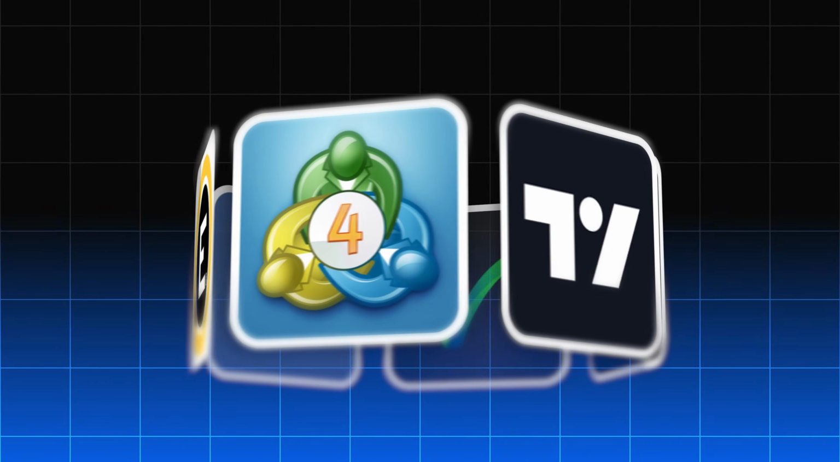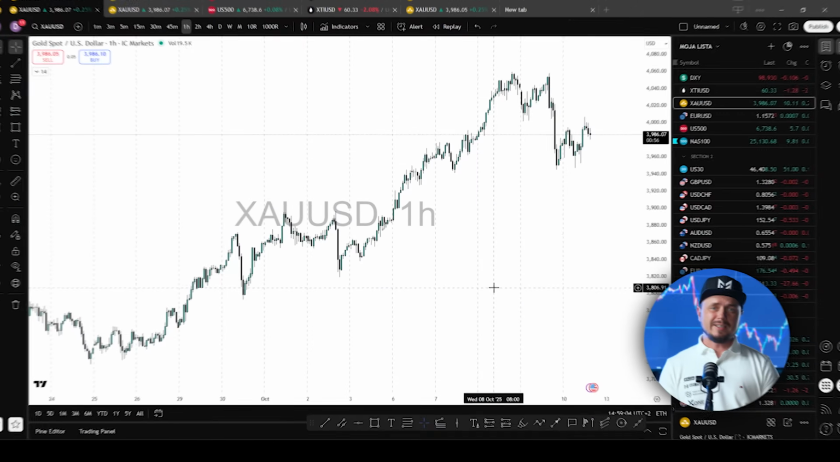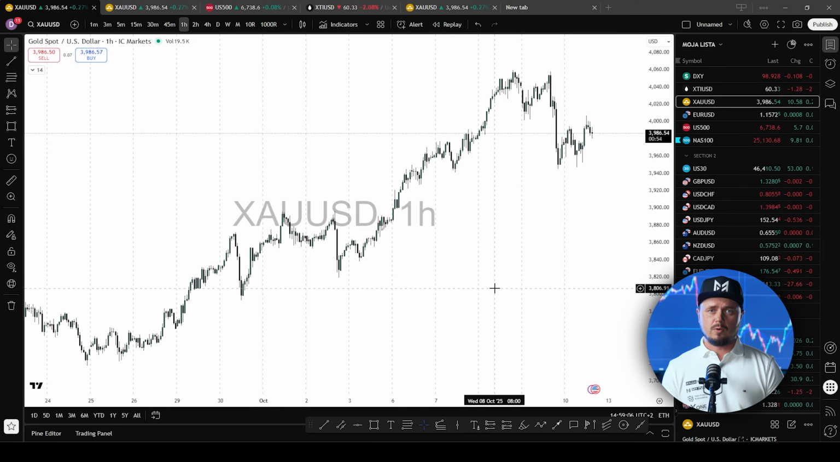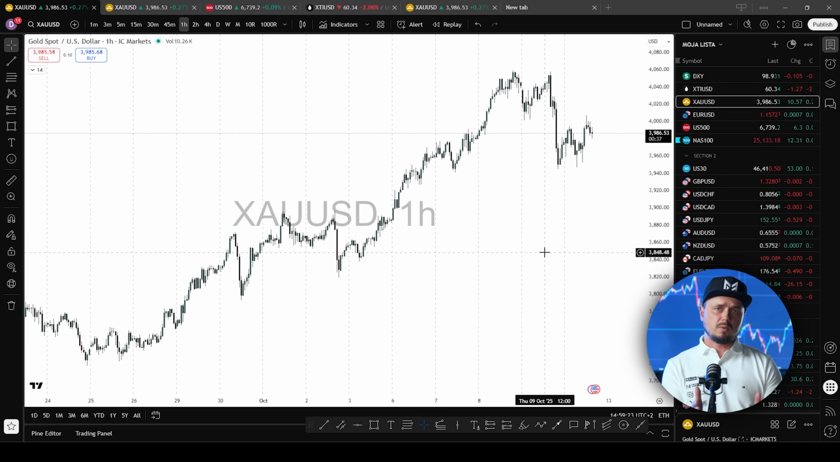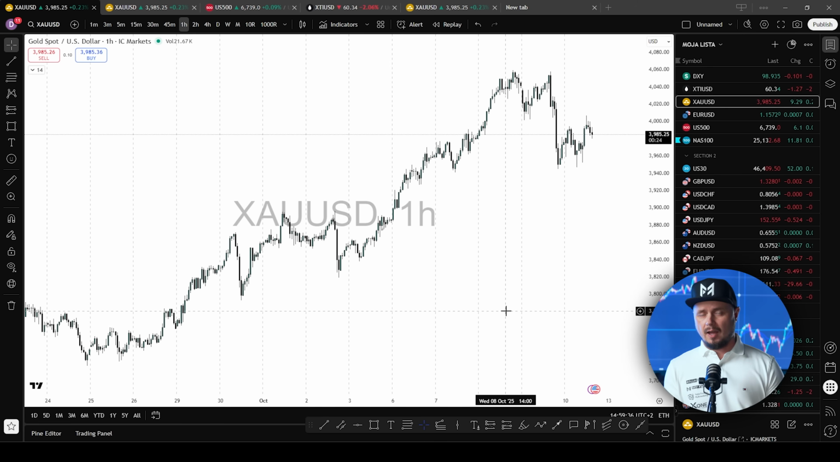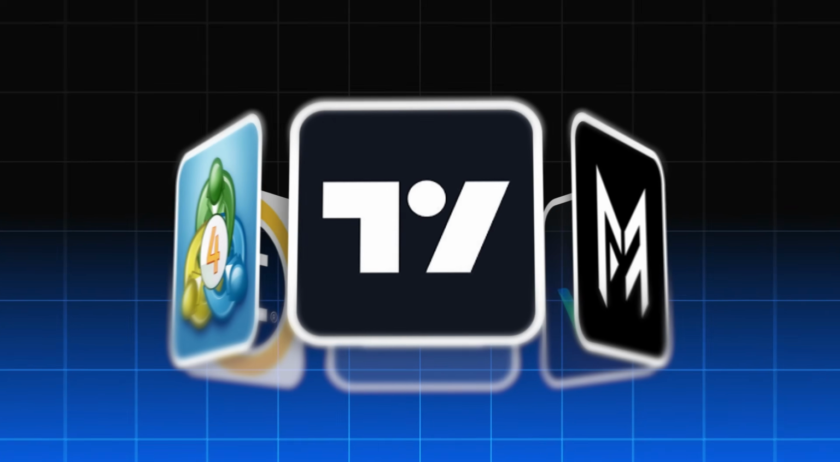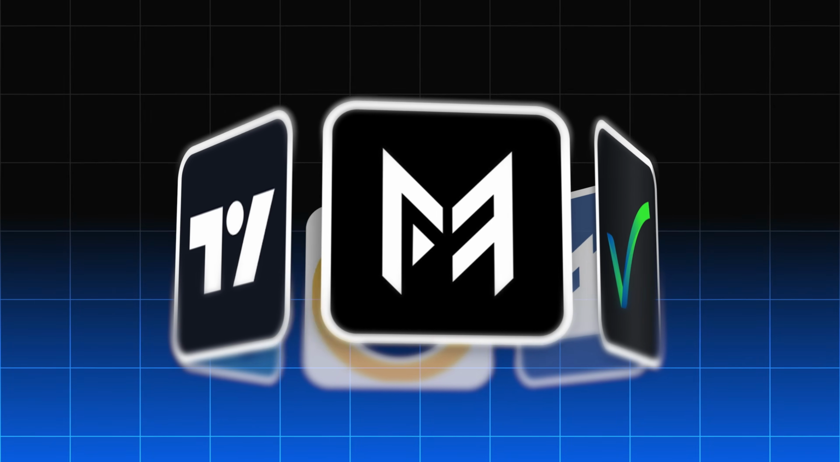Another platform which I use is TradingView. It's similar to MT4, but it's more advanced. I have more tools over here, so it's easier for me to make any analysis. Also, I have some indicators, but most of them I have on MT4. On this platform, I do not execute any trades. I just analyze.